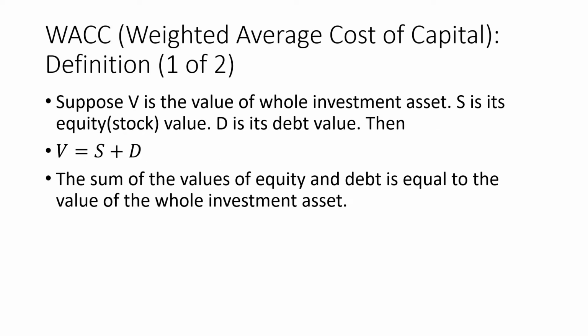Now let's give the formal definition of WACC. Suppose V is total value of an investment asset. S is its equity part of the value. D is its debt value. Then V, the total value of the asset, is equal to S plus D, equal to its equity value plus its debt value. The sum of the values of equity and debt is equal to the value of the whole investment asset.